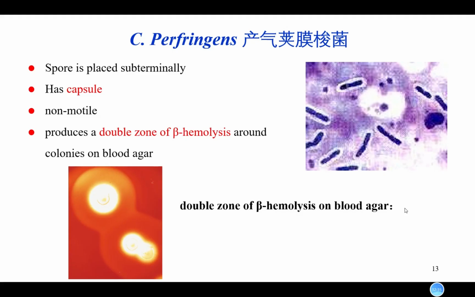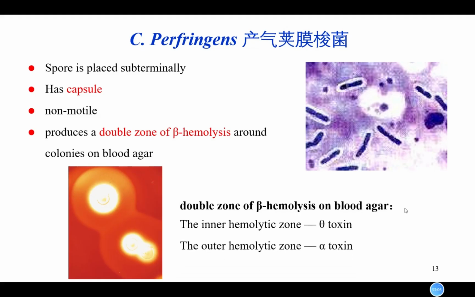It's like this. Okay, this is blood agar. In the middle, this is the bacteria, the inner zone. You can see the clear clearance, and you can also see an outer zone. The two zones are due to the production of different molecules. The inner zone, the complete lysis, is due to the theta toxin, while the outer hemolytic zone is due to the alpha toxin produced. Two different toxins.